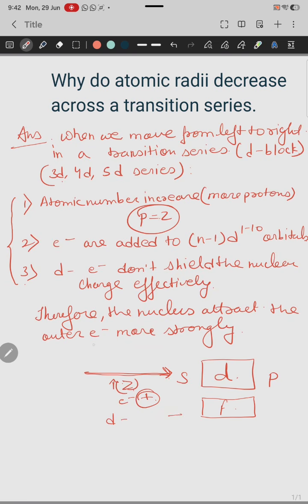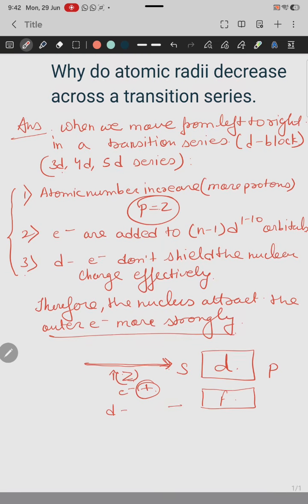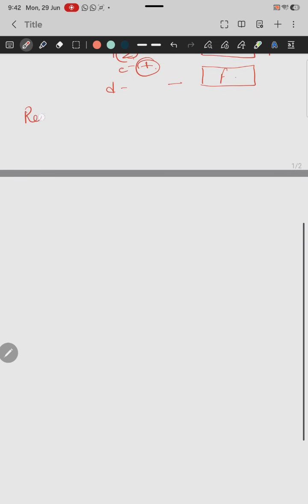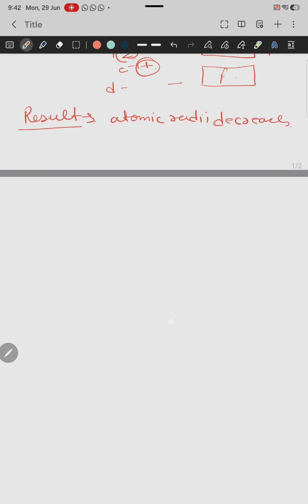So therefore the nucleus attracts the outer electrons more strongly. And what will be the result of this? The result will come out that atomic radii decreases gradually as we move from left to right.